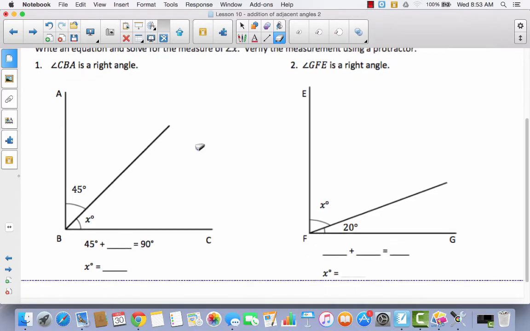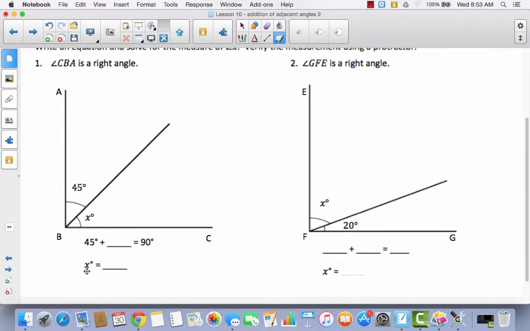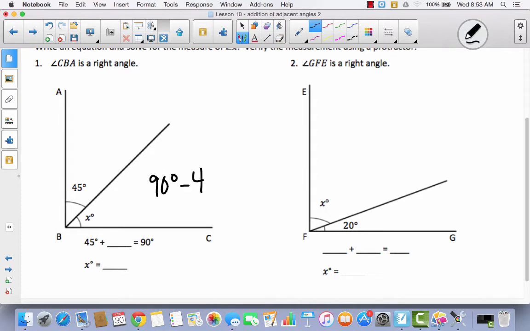All right, so I'm looking to see if they gave us any room to write an equation. They already kind of made an equation, but I'm going to write another equation right over here, really small. I'm going to say 90 degrees minus 45 degrees equals x. Well, I know 45 plus 45 equals 90, so I know that x equals 45 degrees. And don't forget your degree mark.